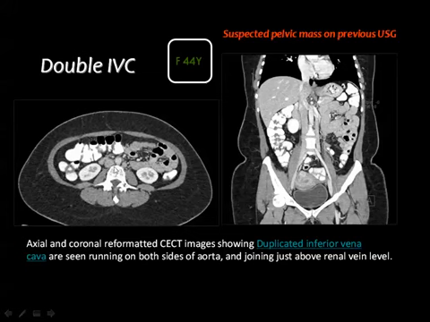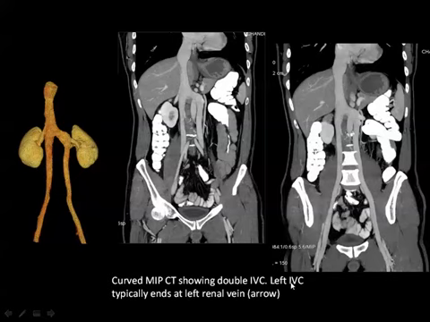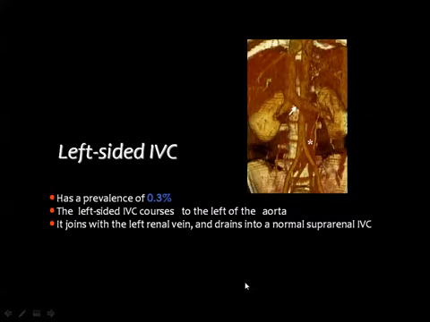Here's the aorta, and you have two venous channels on both sides. This is the original IVC, and this is the left-sided one. Here you can also appreciate, and you can do coronal reconstructed images to see the left IVC go to the left renal vein, then to the original IVC after that.